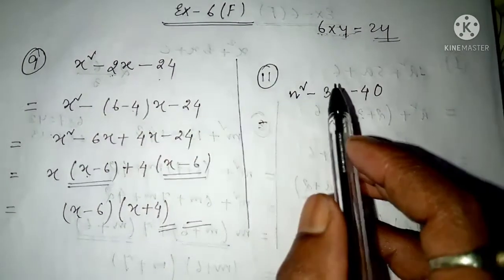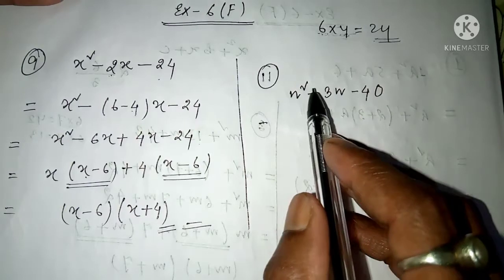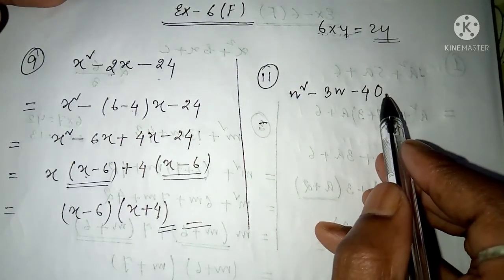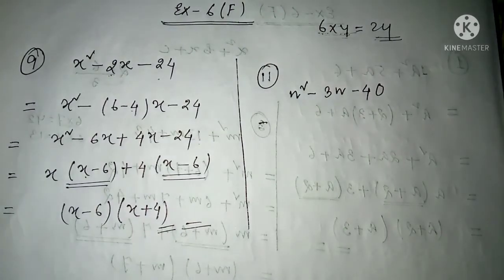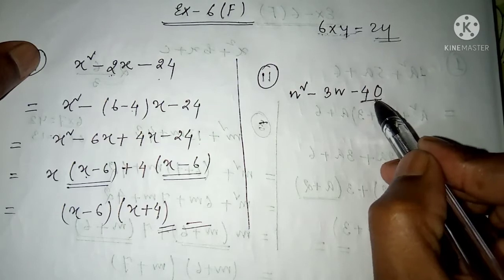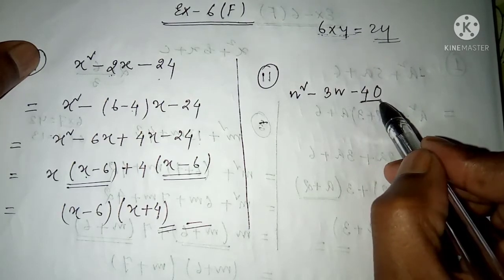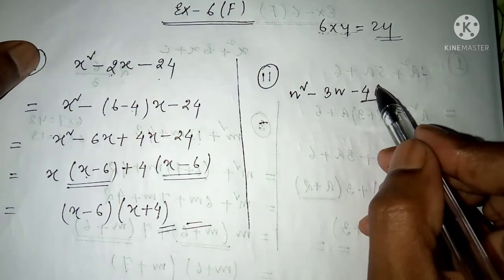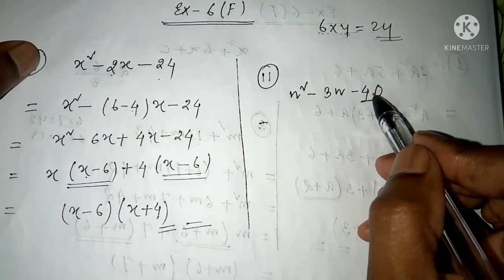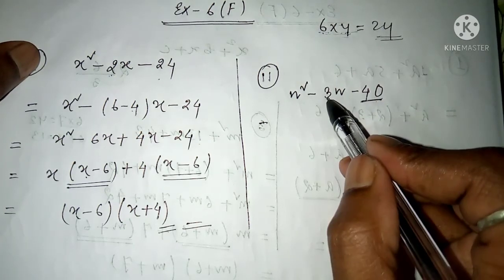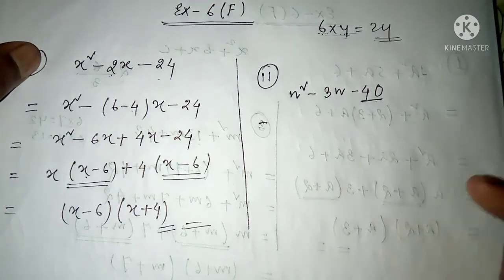Now we have the 11th number question. You can see here, n square minus 3n minus 40. So in all the questions I have repeated that first of all our work is to see the third term, that is 40. Now I need to find the factors of 40 which, if I add or subtract these two factors, must give me how much? 3.